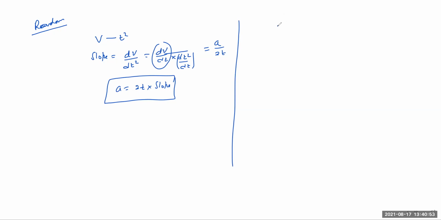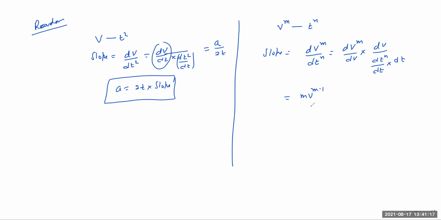And then I start giving you a graph of v^m versus t^n. So again, slope will be d v^m by d t^n. We can rewrite this as d v^m by dv into dv upon d t^n by dt into dt, and that is m v^(m-1) upon n t^(n-1) into acceleration, because d by dt comes. So acceleration equals n t^(n-1) upon m v^(m-1) into slope.